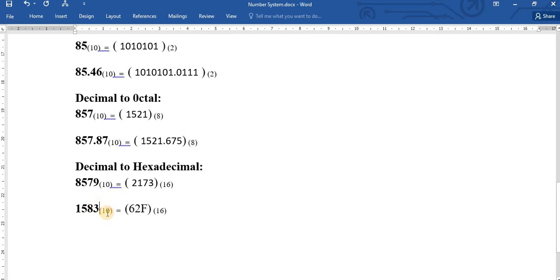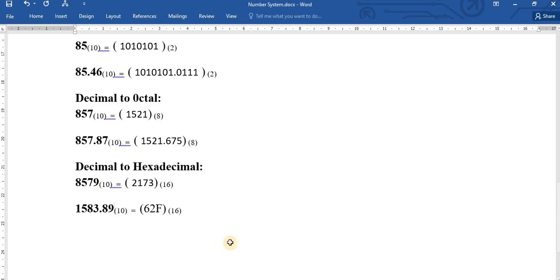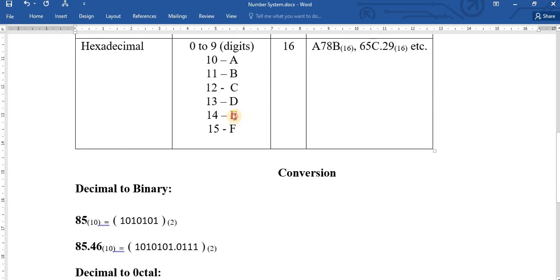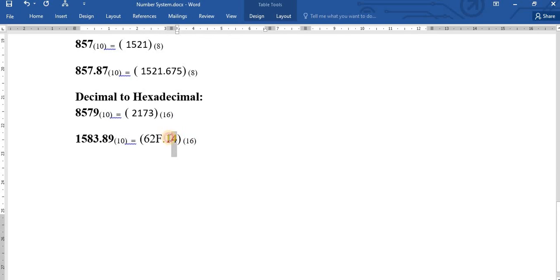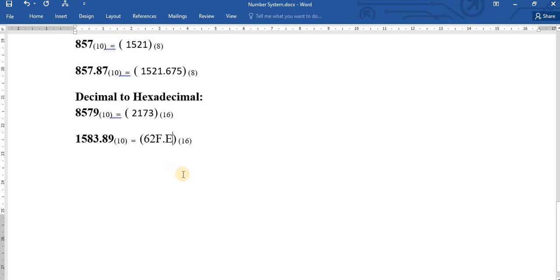Suppose you have a decimal part also, like 0.89. What you have to do, you have to multiply it by 16. Repeat this process again. 0.89 multiplied by 16, you will get 14.24. But 14 is represented by E, so write down here E, not 14. Now the decimal part is 0.24. 0.24 multiplied by 16, you will get 3.84. So here write down 3.